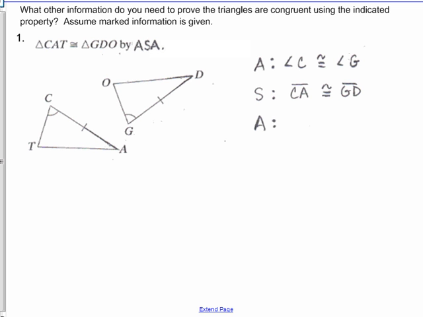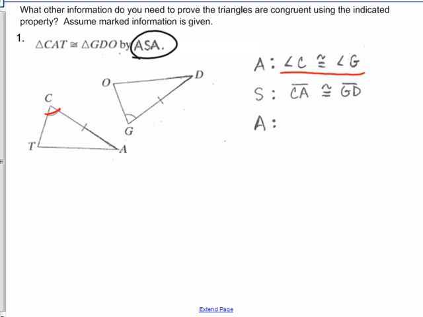Another kind of question that you're going to run into is they're going to ask you, what information do you need in order to make those two triangles congruent by side angle side? So we look at the information that we're given. We are given that C is congruent to G.